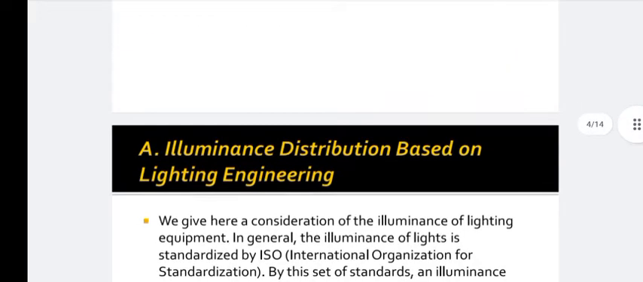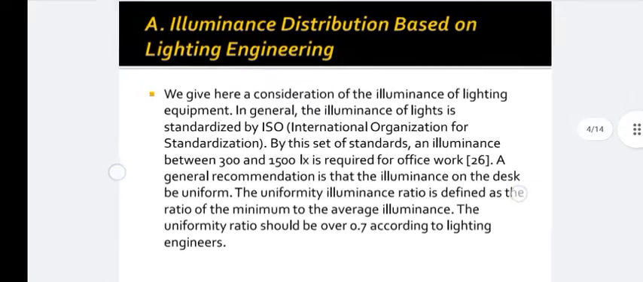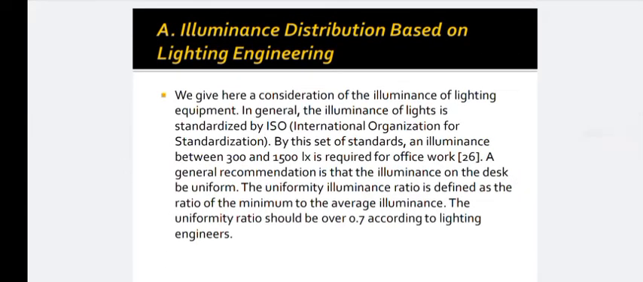Next we see the illuminance distribution based on light engineering. We consider the illuminance of the lighting equipment. The general illuminance is standardized by ISO, and between 300 and 1500 lux is required for office work, and the uniformity ratio should be over 0.7 according to lighting engineers. This is the distribution based on lighting engineering.